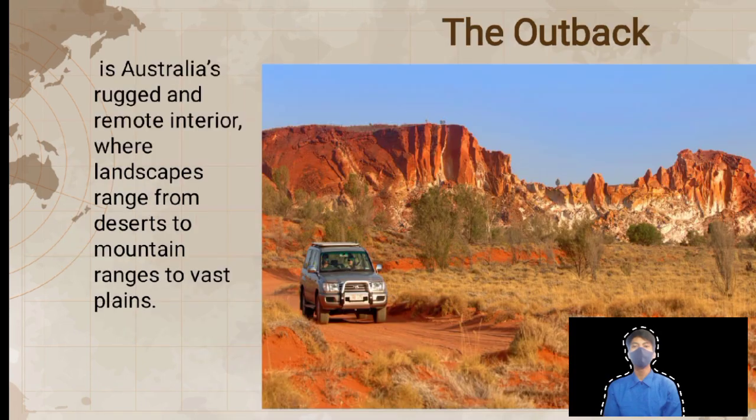Lastly is the Outback. The outback is Australia's rugged and remote interior, where landscapes range from deserts to mountain ranges to vast plains. There are numerous landforms in the outback, including sand dunes, mesas, gorges, sandstone cliffs, tablelands, and salt lakes. The landforms are shaped by a variety of processes, including wind erosion, flooding, and tectonic activity.